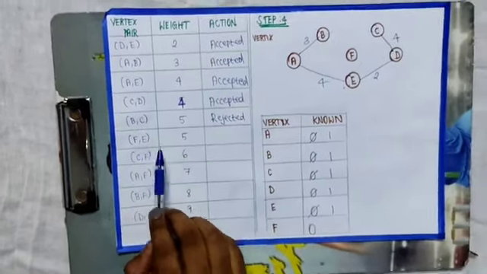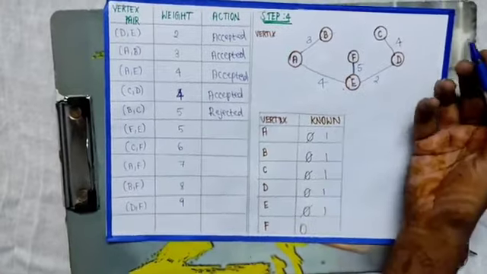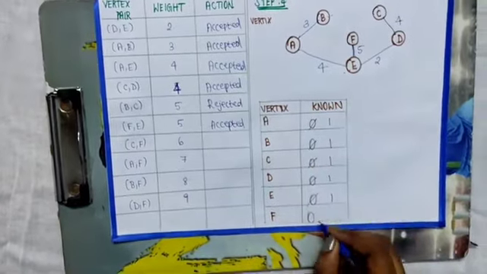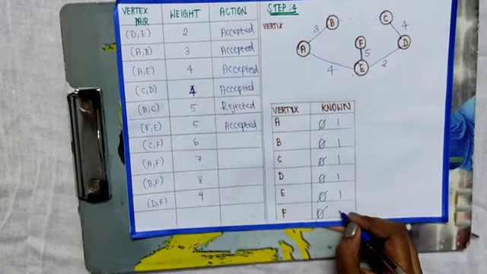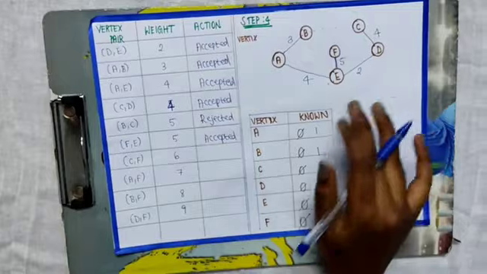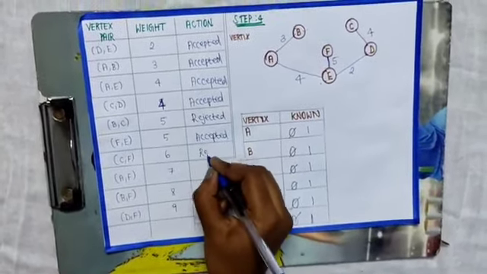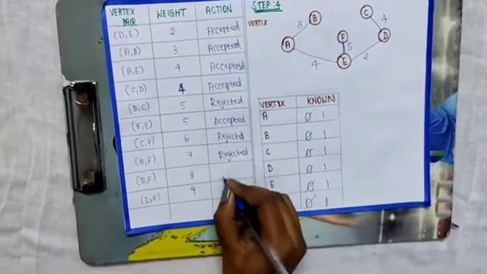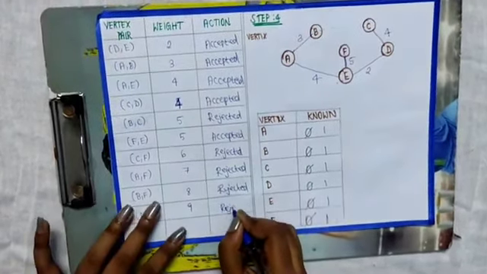Then again coming with F, E. F, E. The weight is 5. It does not form any cyclic position or any loop. So I am writing here as accepted. So meanwhile change the known value. Already have changed the known value of E as 1. Now I am going to change for F. So now all the vertices got its known. So stop the entries and stop the problem. And the remaining vertex pairs will get the action as rejected, and rejected.